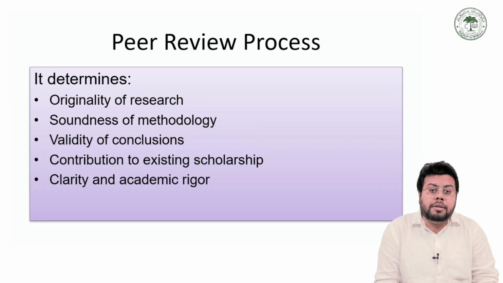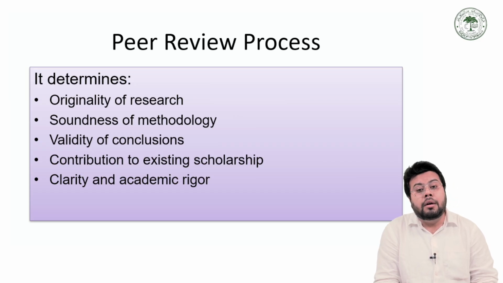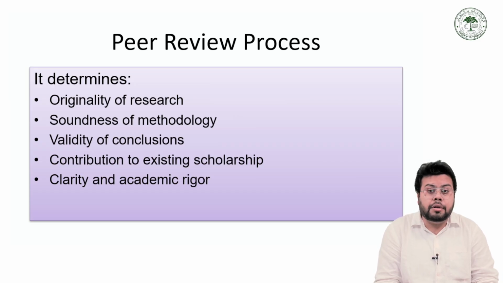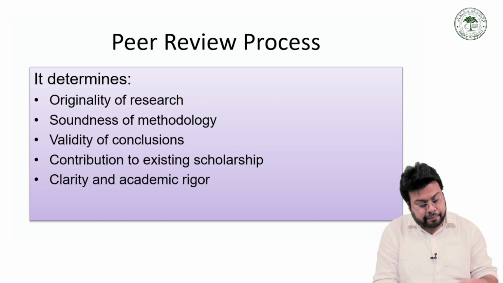Peer review is a process in which experts in the same academic field evaluate research before it is published. They examine the quality of the methodology, the validity of the findings, and the originality of the contribution. This process acts as a quality filter. Because of peer review, the articles published in scholarly journals are generally considered highly reliable and academically credible.